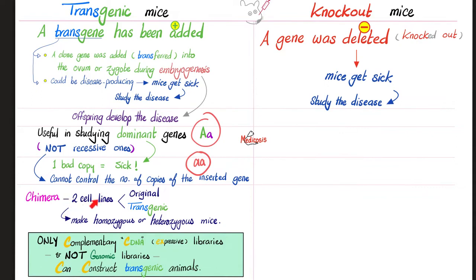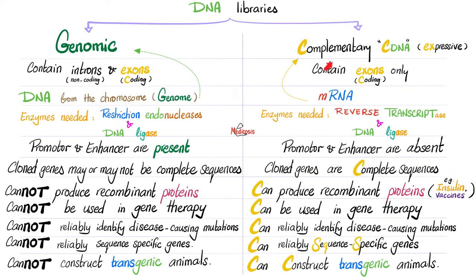So when we have multiple cell lines, we call this chimera. One cell line could be the original, the other could be transgenic. And then we can make homozygous or heterozygous mice. And then we can study them. Please remember, which DNA library can be used to construct transgenic mice? Only the complementary or cDNA or expressive DNA libraries. Remember, only the complementary can construct transgenic mice, not the genomic, because the genomic has introns.